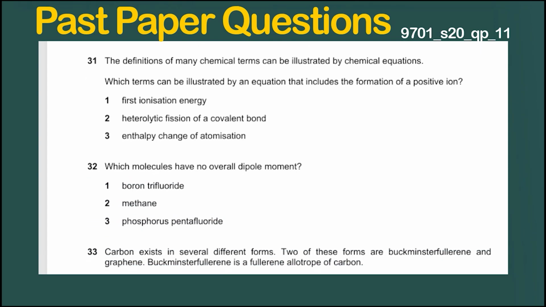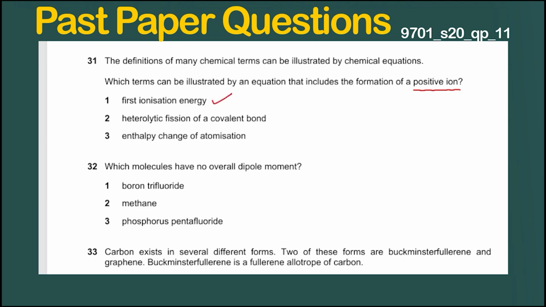Let's have a look on the question number 31. Which terms can be illustrated by the equation that includes the formation of positive ion? Means cation. The first ionization energy, that is the amount of energy required to remove an electron. जब electron remove होता है तो obviously the cation will form, the positive ion will form, so that is correct.